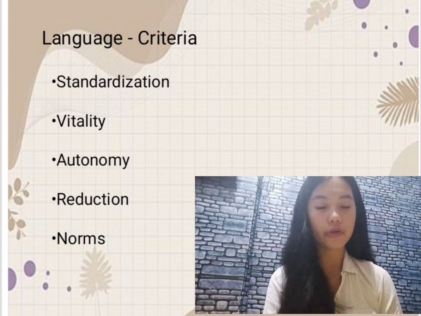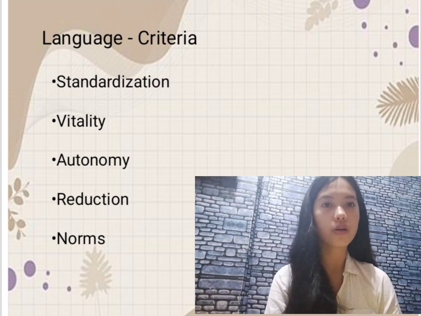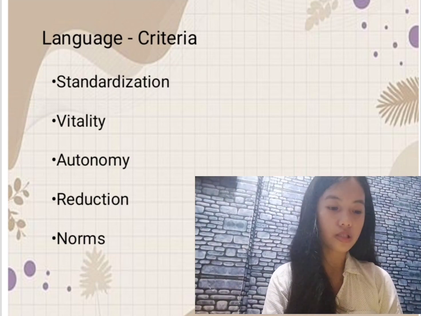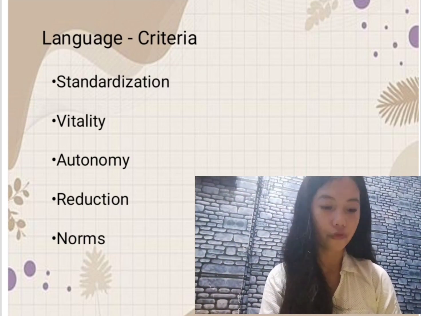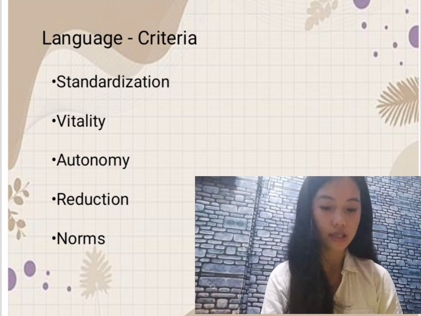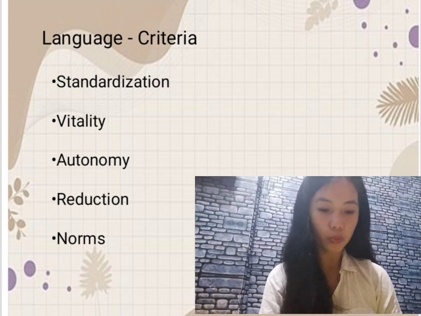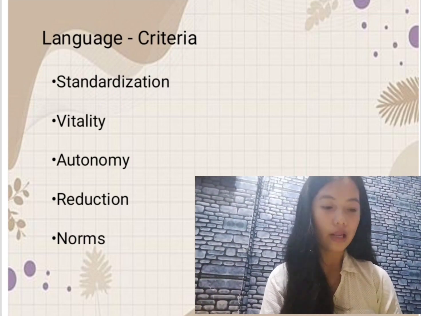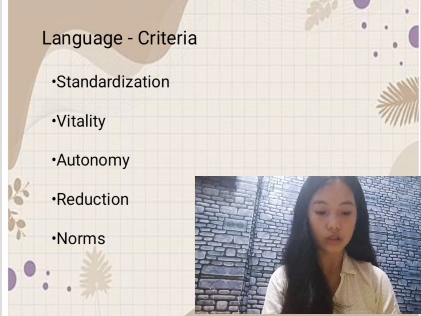So next is the reduction. From the word reduction, reduced. Reduced written standards and reduced functions in society help to distinguish varieties from standard languages. And the next is norms. So norms between good and bad. Languages normally involve norms, varieties don't.